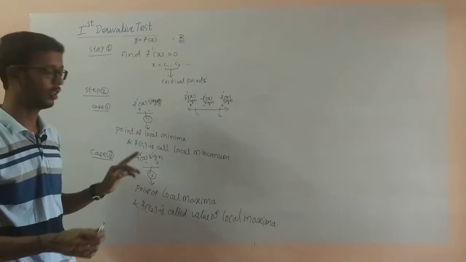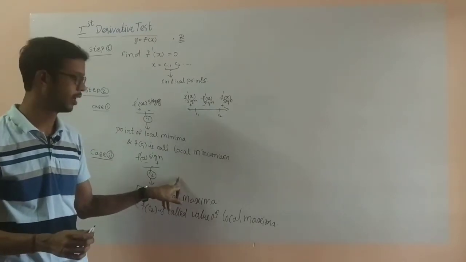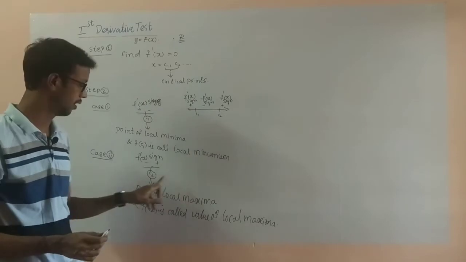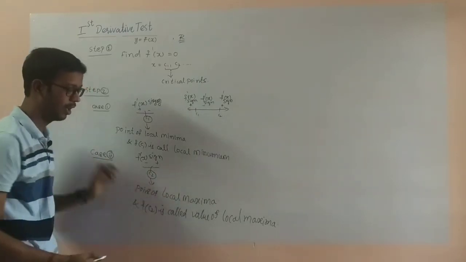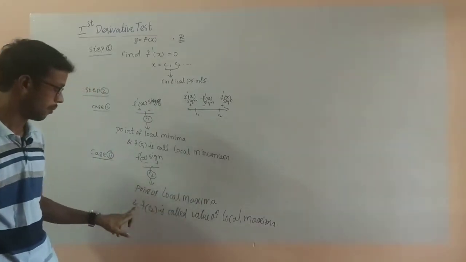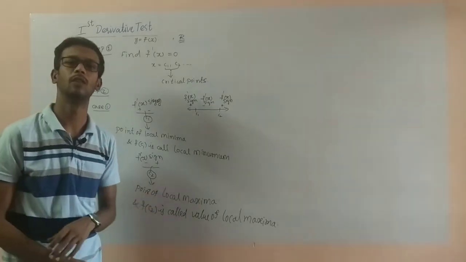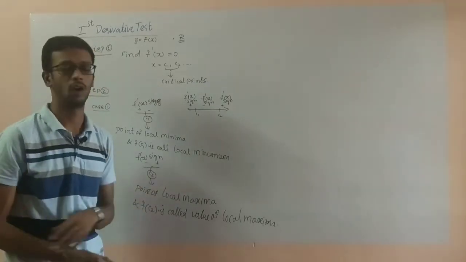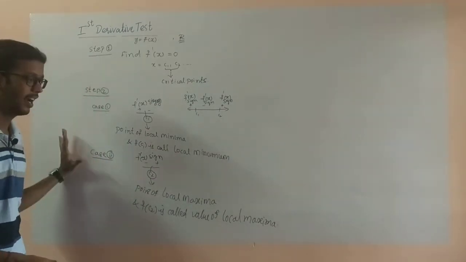Always you have to see left to right, negative to positive. At that time, C2, that critical point, is called the point of local maximum. F of C2 is called the value of local maximum, or local maxima. This is case 1 and case 2.